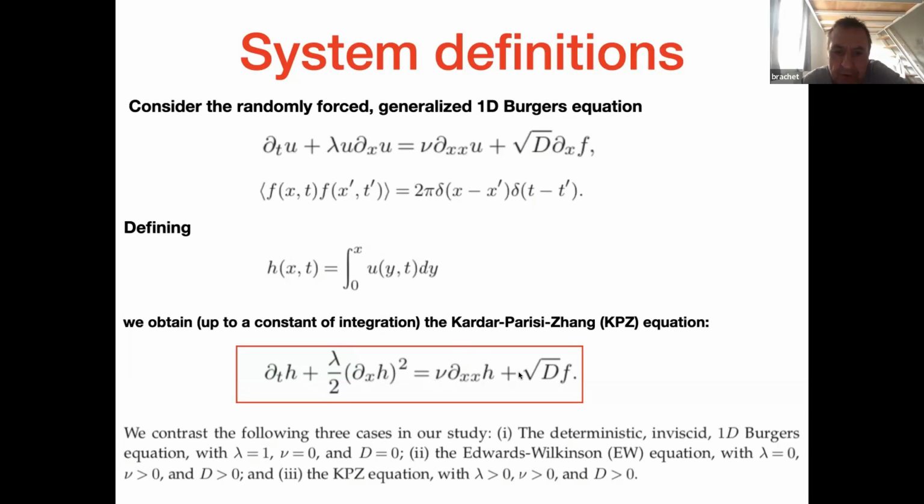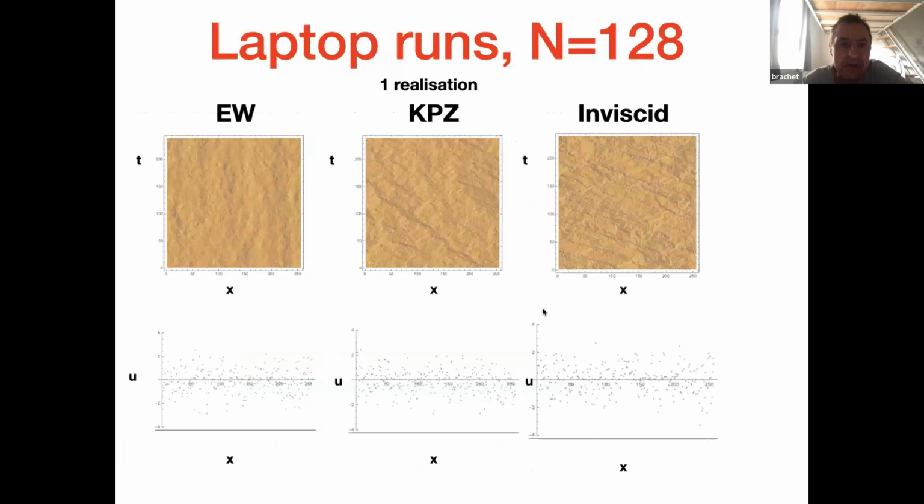If both nu and d are 0, then this is the inviscid case, the inviscid Burgers case. And when all the coefficients are 1, it's the standard KPZ case.